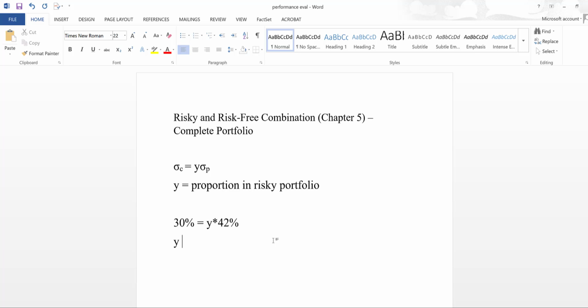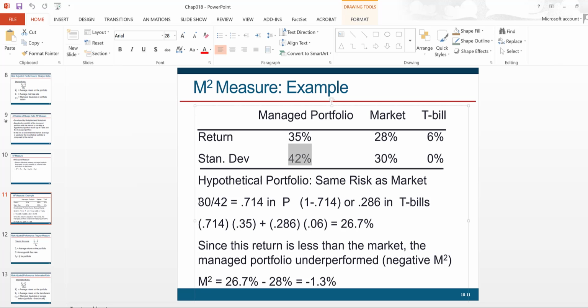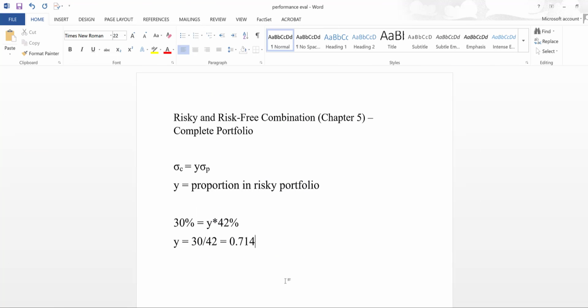Well, y is just, divide both sides by 42, right? 30 over 42, and you get 0.714. You can see that calculation here on the slides as well. 30 over 42, that's 0.714. So that is the proportion in the risky portfolio, 0.714 or 71.4%. 1 minus y, that would be 1 minus 0.714, that's 0.286. This is the proportion in T-bills, or the risk-free asset.